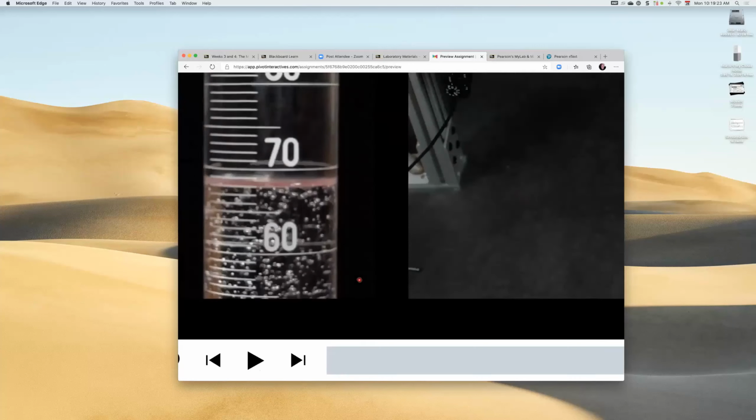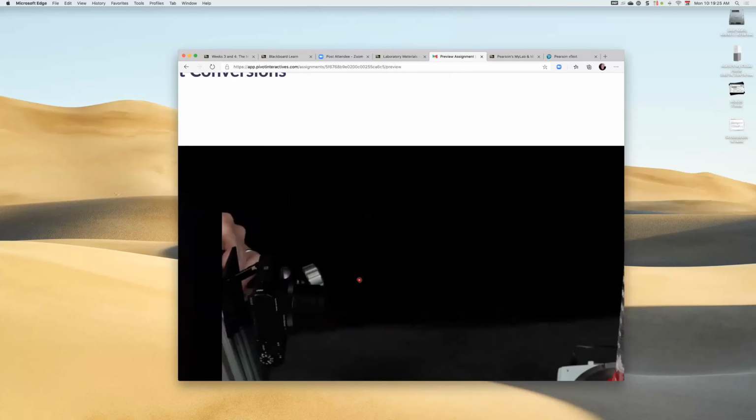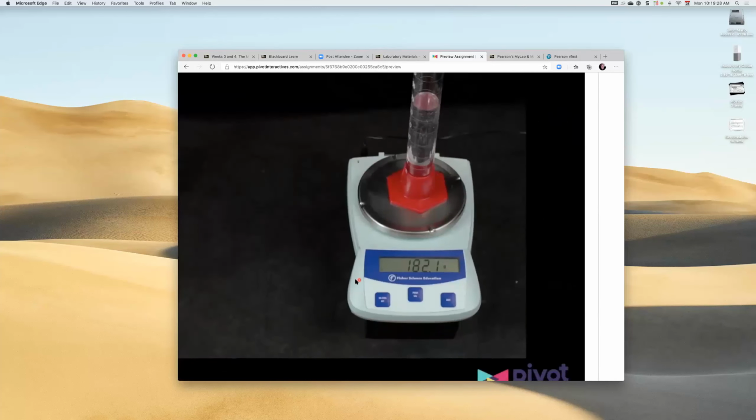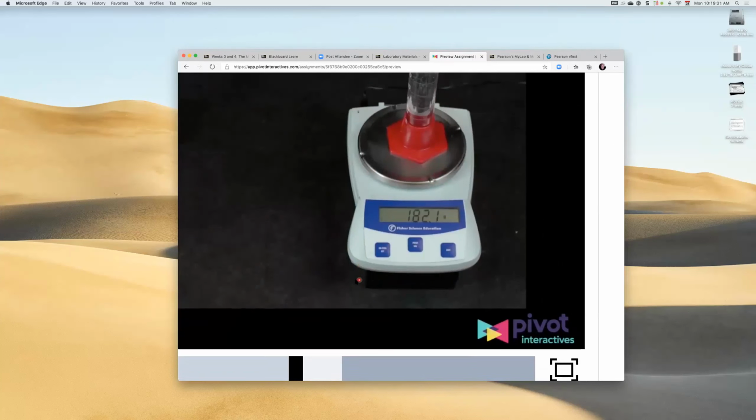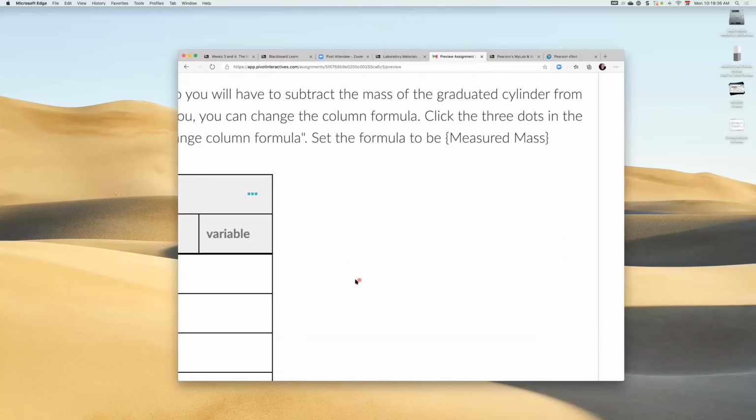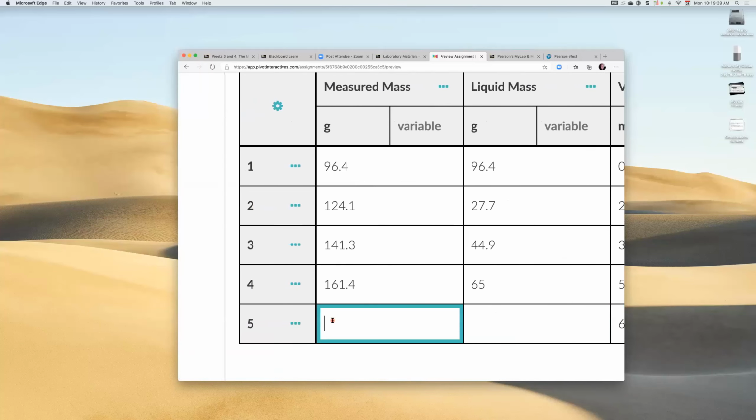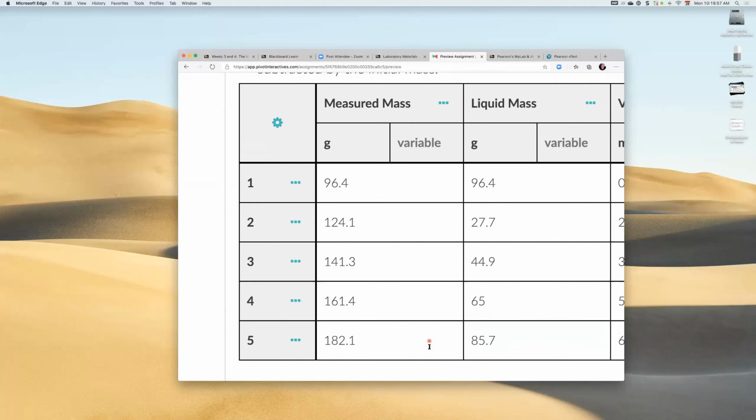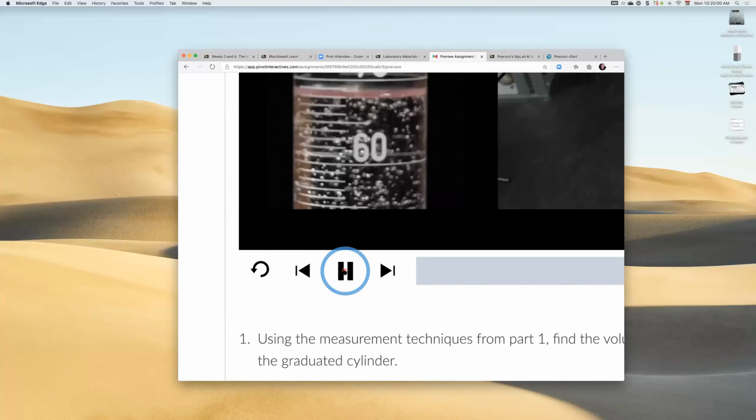Now let's take a look at the scale. I hope the way I see it here is the way you see it on your screens, because that's one of the problems with Zoom. 182.1. So can you do the math, Amal, since you've been doing it for us? 85.7? Yes. Okay, so 85.7 it is. And now, is that it for the video? I don't even know if they have more.